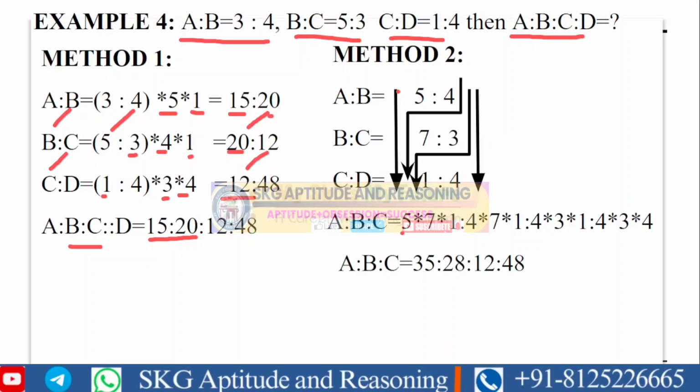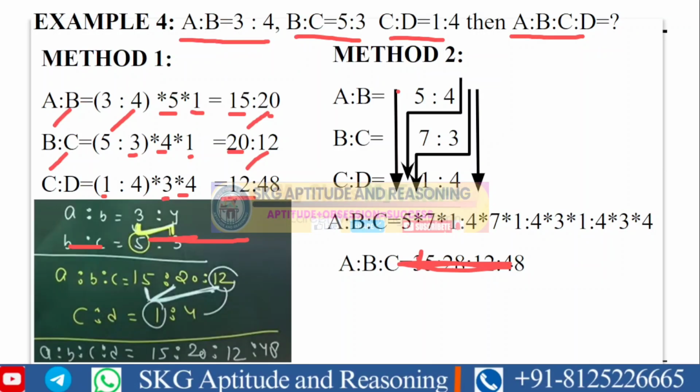So you can see here 5 into 7 into 1 is to 4 into 7 into 1 is to 4 into 3 into 1 is to 4 into 3 into 4. So if I multiply all those values, I'll get the same ratio as here, the same value as 15 is to 12 is to 48.